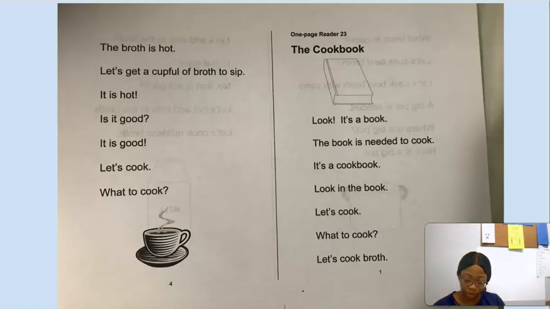Look, it's a cookbook. Read it again. Oh, look, it's a book? The book is needed to cook. It's a cookbook! Look in the book. Let's cook. What to cook? Let's cook broth. All right. Now let's turn to page 2.